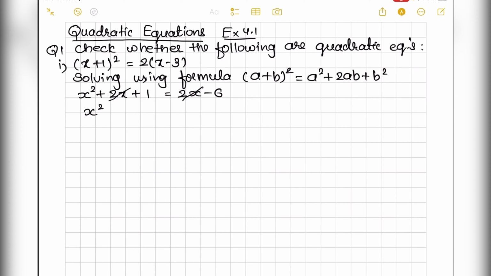So x square plus 1 plus 6 equal to 0. So I can say x square plus 7 equal to 0. Now it contains the highest degree x square, therefore it is a quadratic equation.